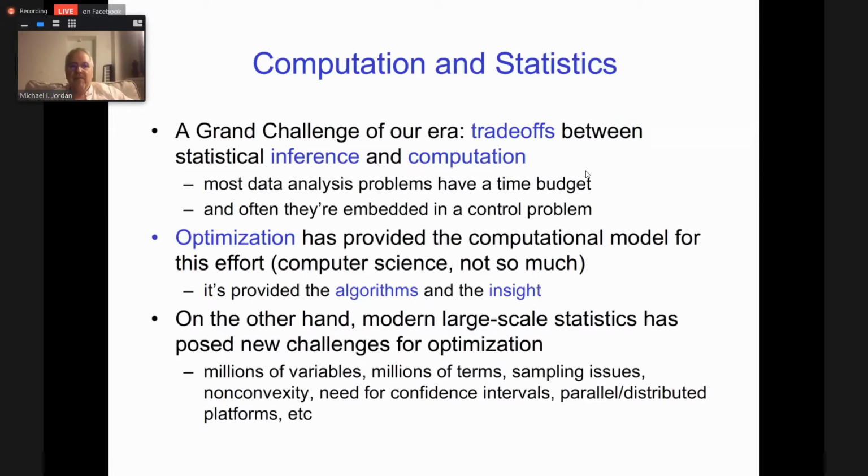And so optimization has really stepped up to provide that computational model. It provides algorithms, but also insight, and even provides lower bounds. It also connects to sampling ideas and allowing us to talk about a kind of a blend of optimization and sampling.